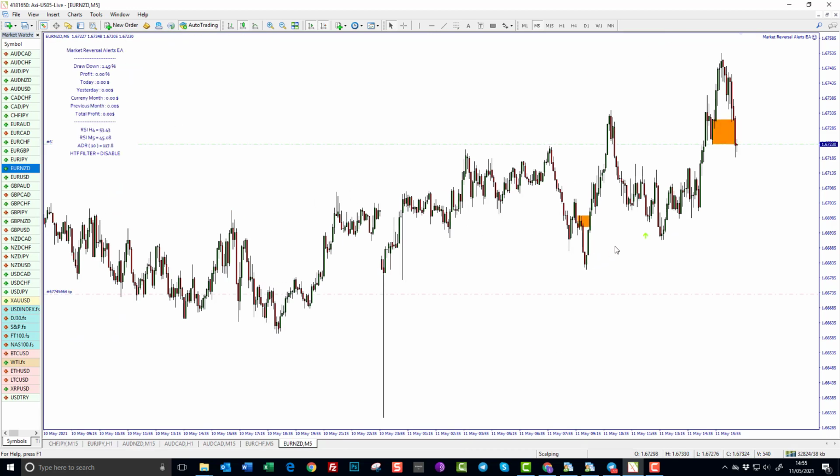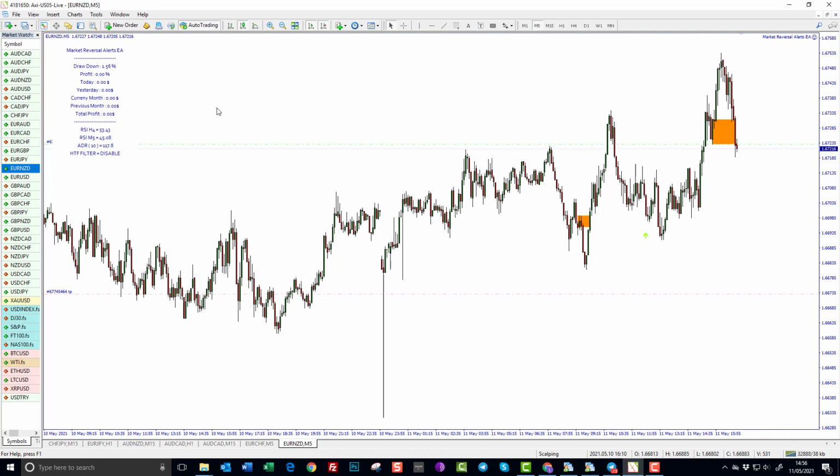You can see it starts to instantly draw in the reversal alerts and the retest of the reversal alerts onto your chart. There's a dashboard up here which gives you your drawdown figures, profit, today's profit, yesterday, current month, previous month. So if you did want to leave this running on a chart with specific settings on it, it will keep a tally of your totals. It also gives you the RSI settings from the EA, the ADR settings, and there is also a higher time frame setting which we'll go into in the indicator inputs.